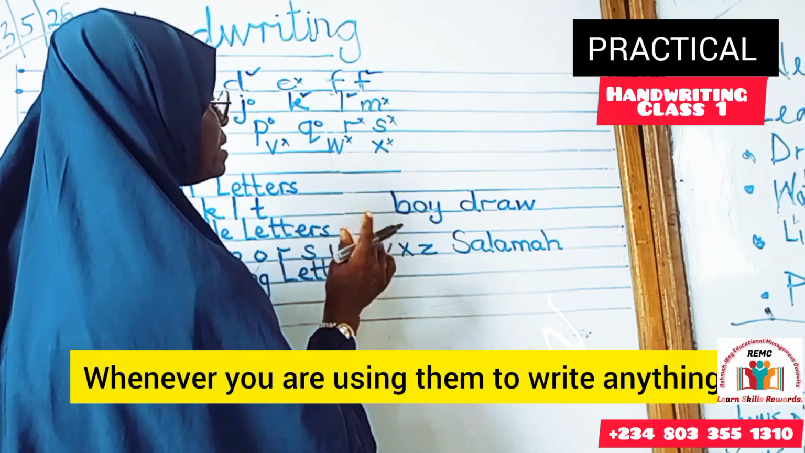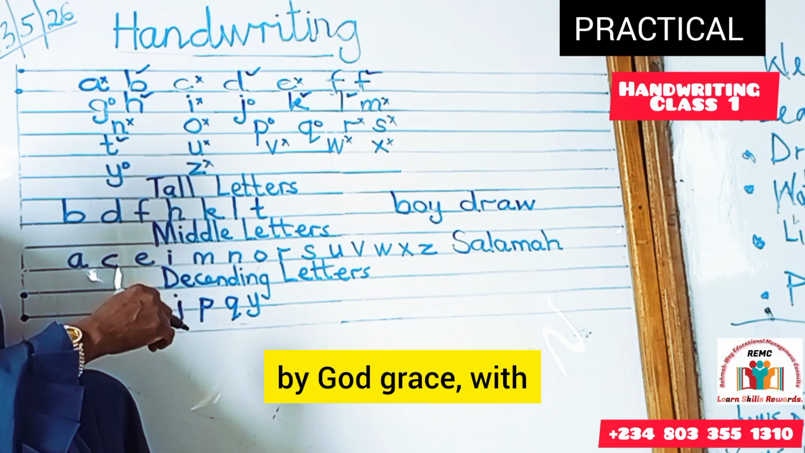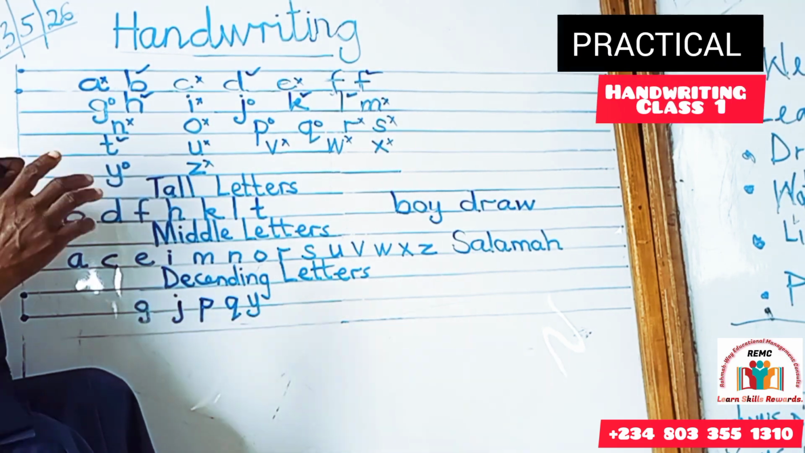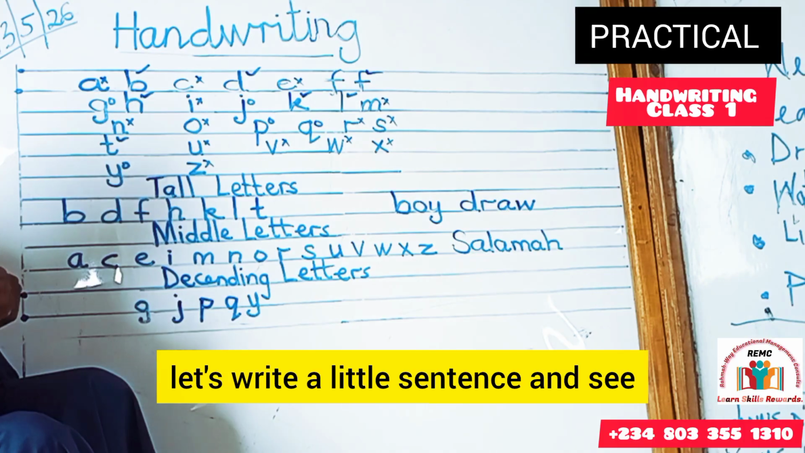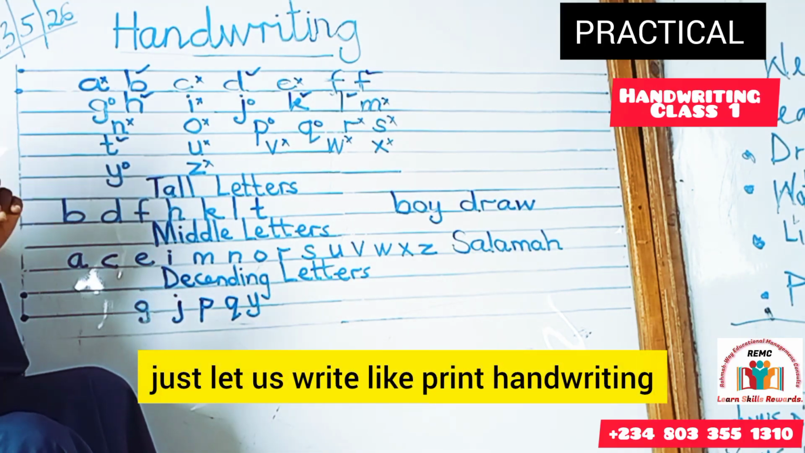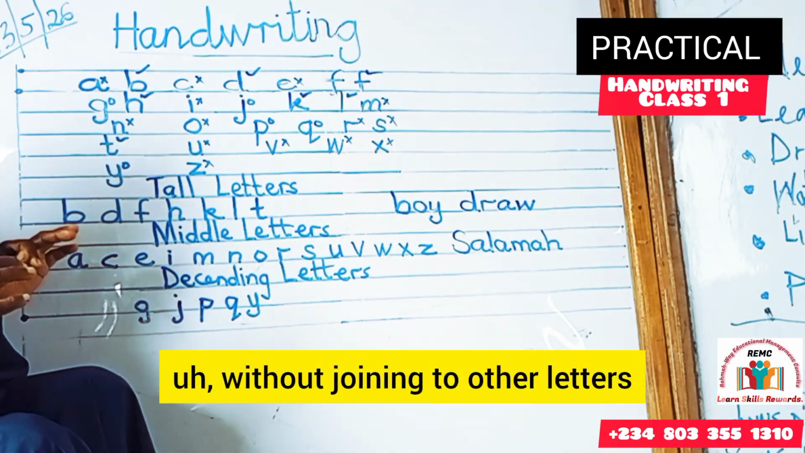Whenever you are using them to write anything, you must not write anyhow. And we continue this lesson by God's grace with how all these small letters must be joined together. It has rules. So before we finish, let's write a little sentence and see. Without joining the letters together now, just let us write like print handwriting, where all the letters are written without joining to other letters.